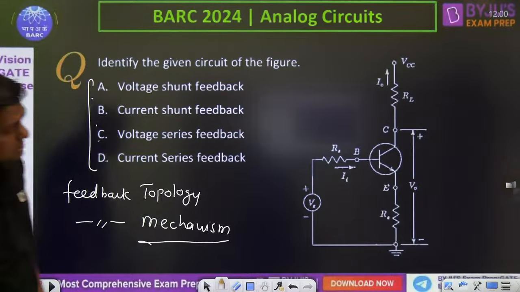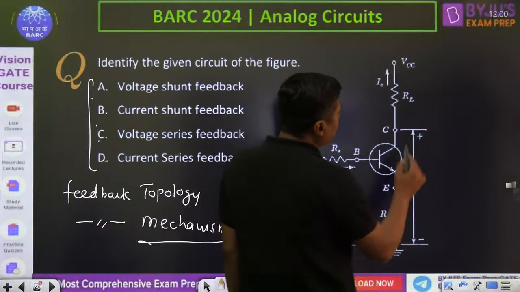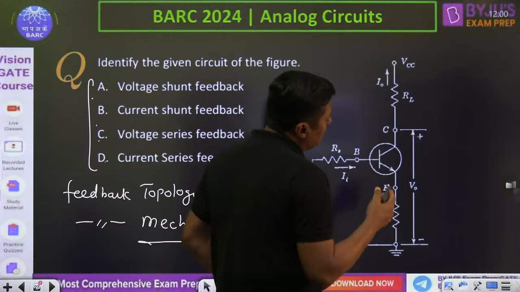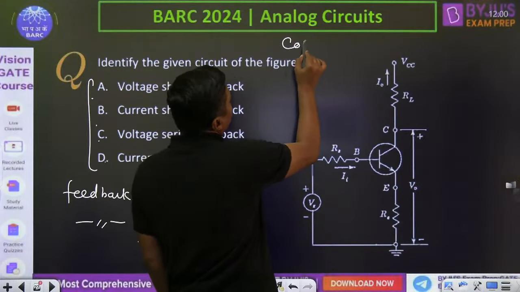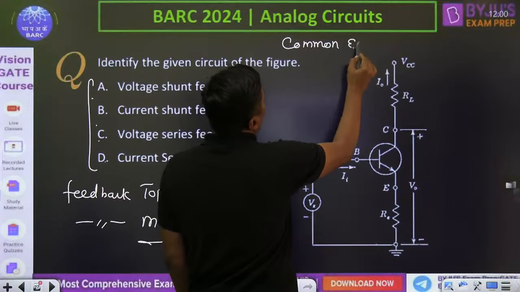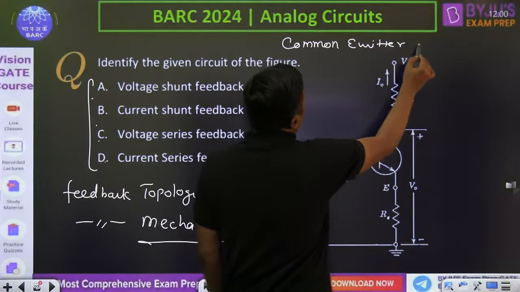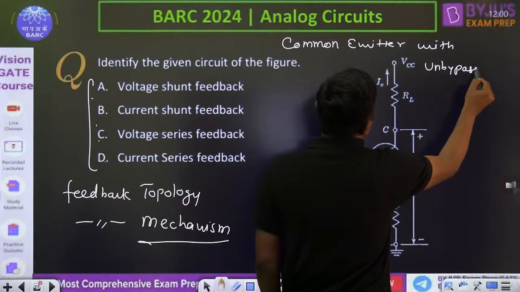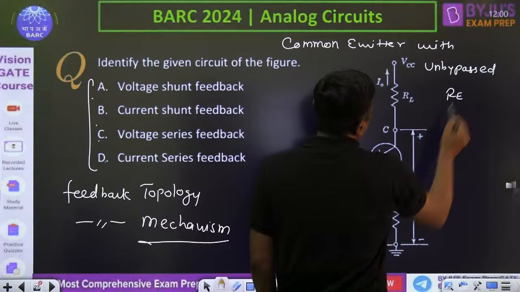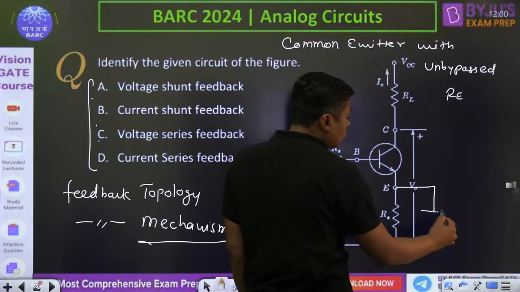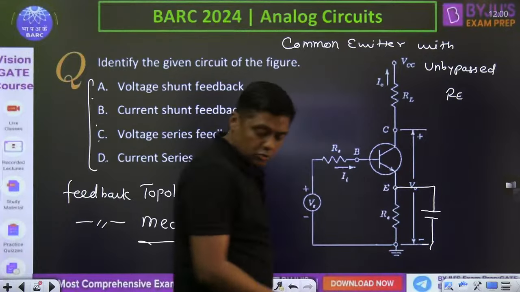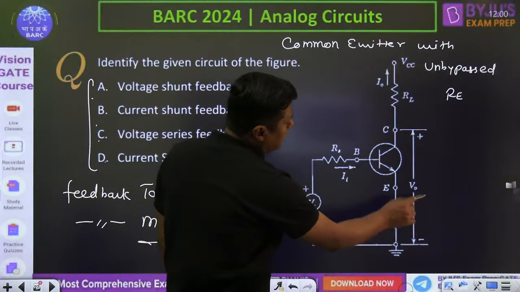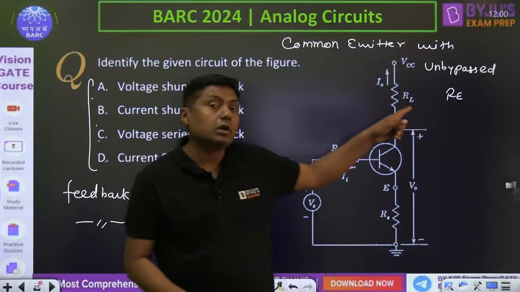वोल्टेज शंट, और दिस इज अ, वी आर गेटिंग द आउटपुट फ्रॉम कलेक्टर. इट इज अ एमीटर, आर इज कनेक्टेड, आर एस मीन्स इट इज अ, अब चलो आपको हिंट दे देता हूं, इट इज अ कॉमन एमीटर विद अनबाईपास्ड आर ई. Unbypassed RE. If we are connecting a capacitor here, then it is called bypassed RE. Then there is no feedback, but there is no capacitor. So unbypassed RE, and we are getting the output from the collector.